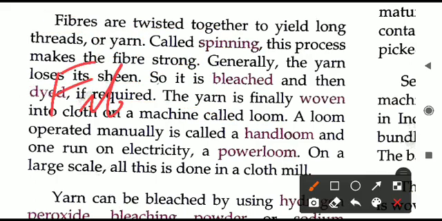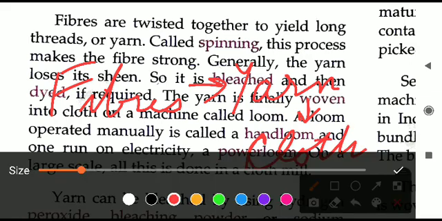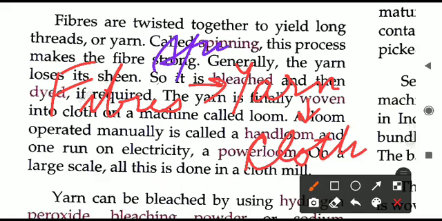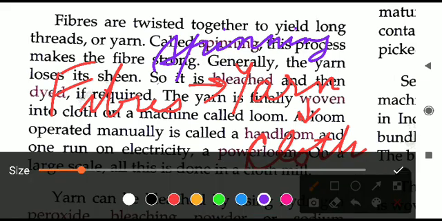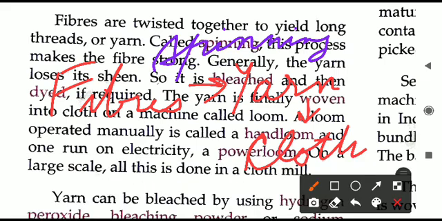In short, we have to write, first we will write fibers are converted into yarn, and then the yarn is converted into a cloth. How is it done? Fiber is converted into the yarn by the process of spinning, and then this particular yarn is converted into the cloth by the machine called the loom. The loom can be hand loom or it can be power loom, depending upon the kind of the factory or the cloth mill. So that is all about this.